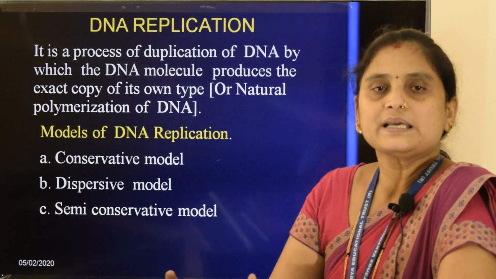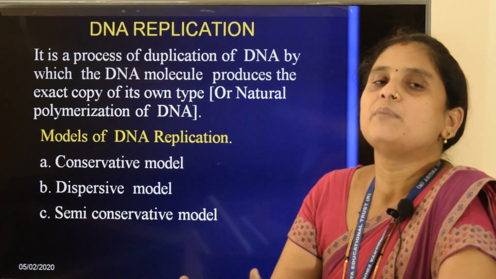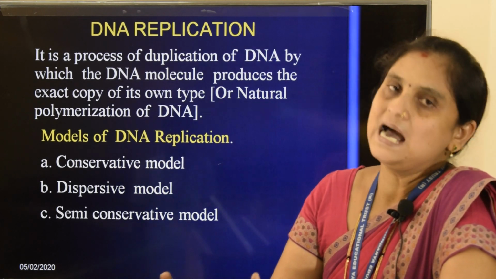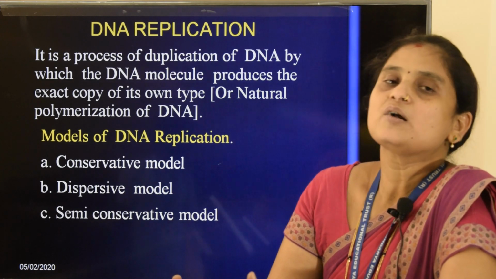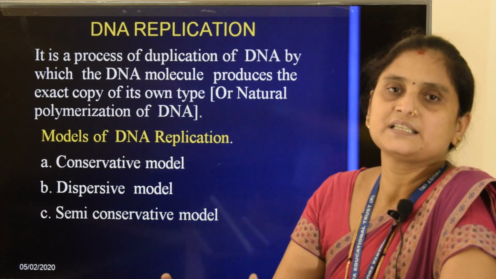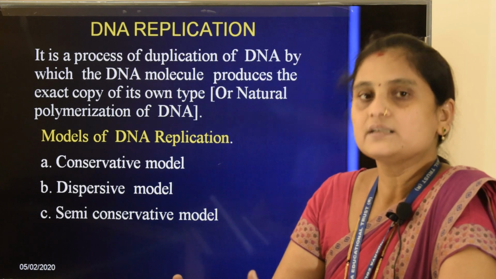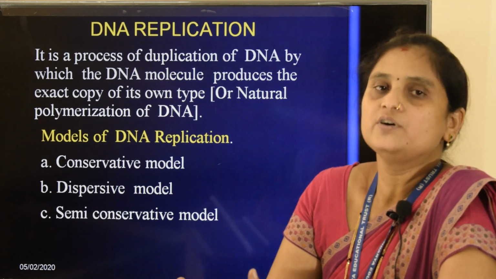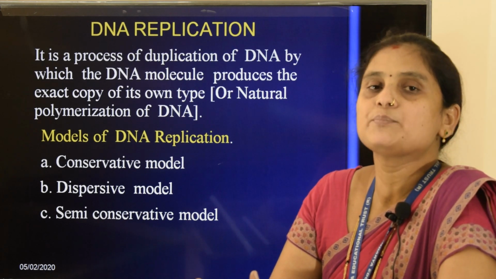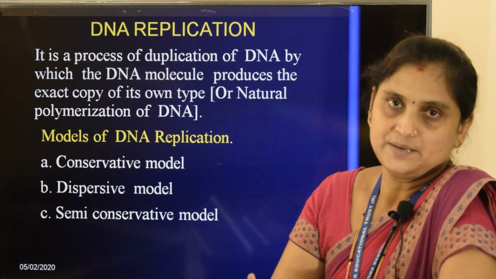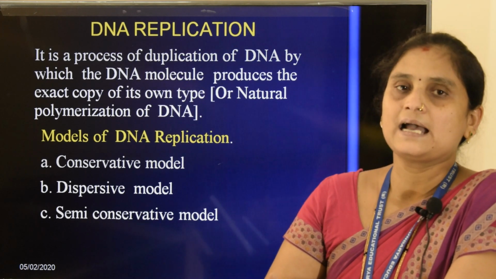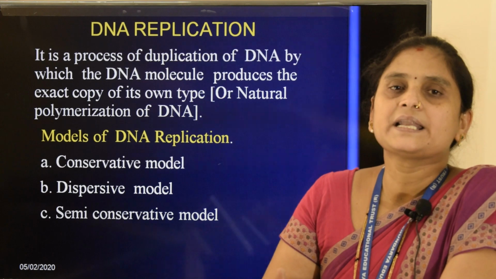So DNA replication is nothing but obtaining multiple copies of the original DNA, either naturally or artificially. If it is obtained artificially, we call it a polymerase chain reaction. If it is obtained naturally, it is DNA replication. Here it is the natural process of DNA multiplication or duplication, where the DNA produces an exact copy of its own type. We can also call DNA replication in other simple words DNA synthesis or DNA polymerization.